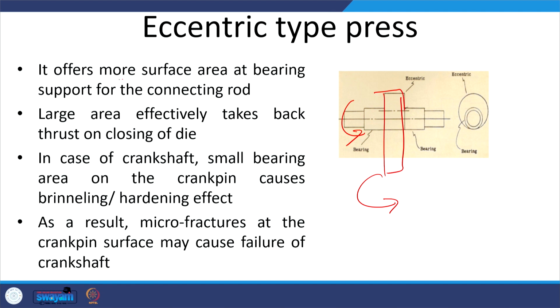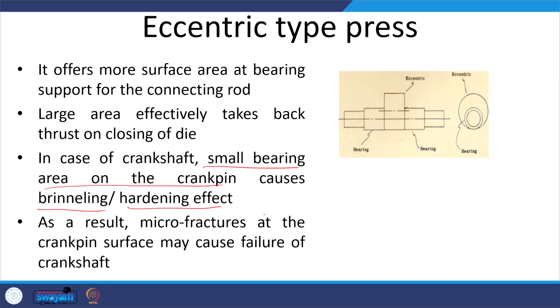So, the eccentric type press offers more surface area at the bearing support for the connecting rod, and that in turn reduces the effect of the back pressure that will be coming onto the eccentric as compared to the case of the crankshaft. The large surface area effectively takes the thrust on closing of the dies, because if the area is smaller, as in the bearing area on the crank pin of the crankshaft, it causes the hardening or the brinelling effect.